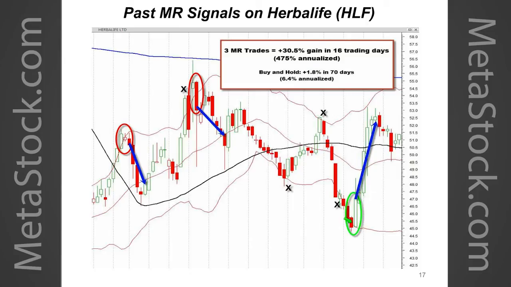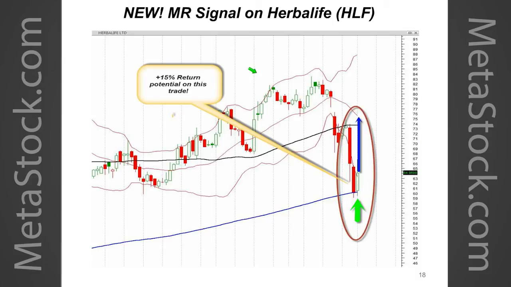Those three trades, you put them together, you get over a 30% gain in 16 total trading days. That includes that 20-period moving average exit that I mentioned, which comes to an annualized return of 475%, which is just about par for this system. So it takes some work, but man, that's a great return. So this is the most profitable position system that I teach. And just by comparison's sake, if you were to buy and hold Herbalife over this same period represented by the chart, about 70 trading days, you'd have a little bit of a return, but really not much to compare with.